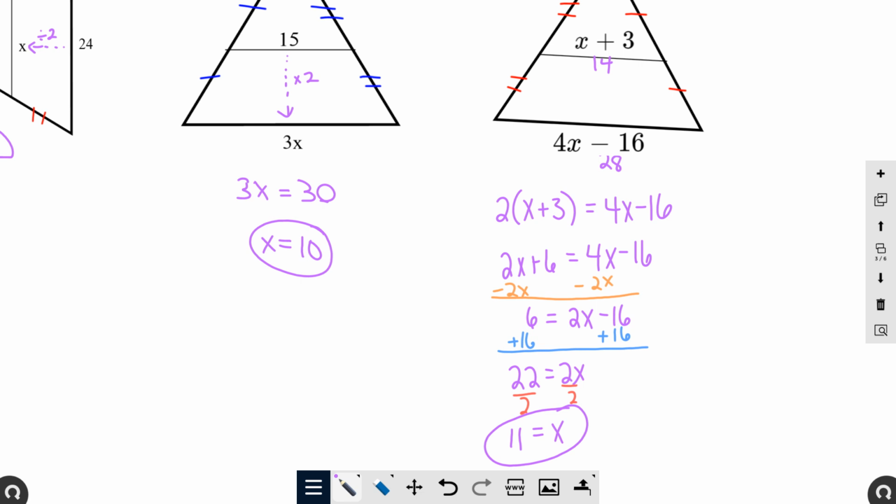Okay. So if you see problems like this on your homework, just remember you're either doubling the mid-segment, the shorter piece, to make the third side the longer piece, or you take the longer piece, the third side, divide it by 2 to get the shorter side. So you're either multiplying or dividing.